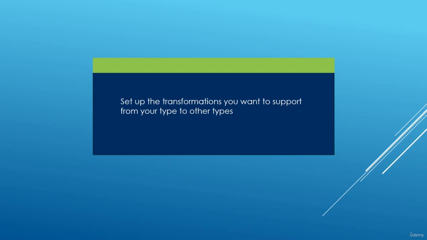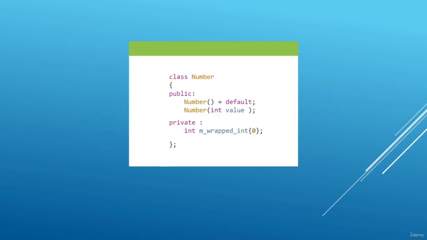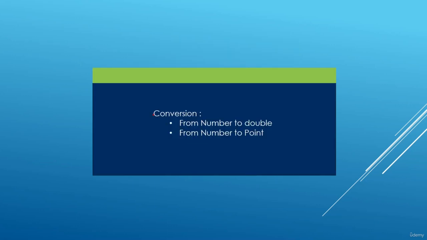And to bring this in context, suppose we have a number class that is just wrapping around an integer type. So this is a class we're going to be using in our program. We have a bunch of constructors on it, nothing really complicated, but we want to be able to do transformations from this number type to other types. And suppose we want to do these two transformations. We want to be able to transform from number to double, and we want to be able to transform from number to our point class that we have been building so far in this chapter.